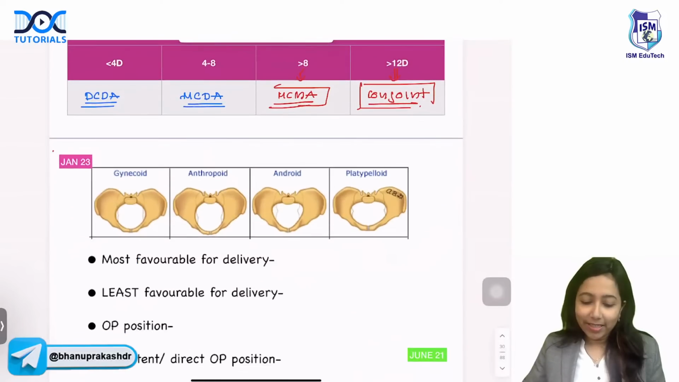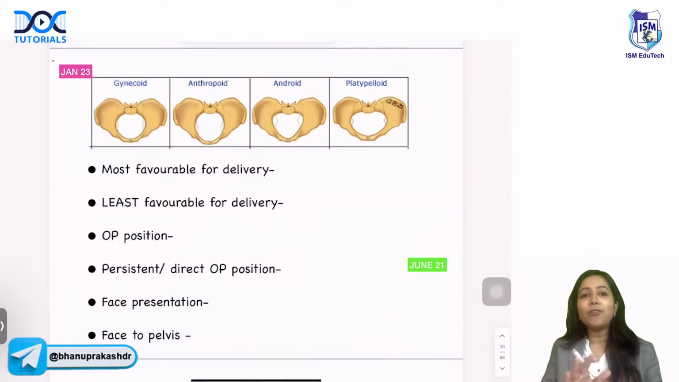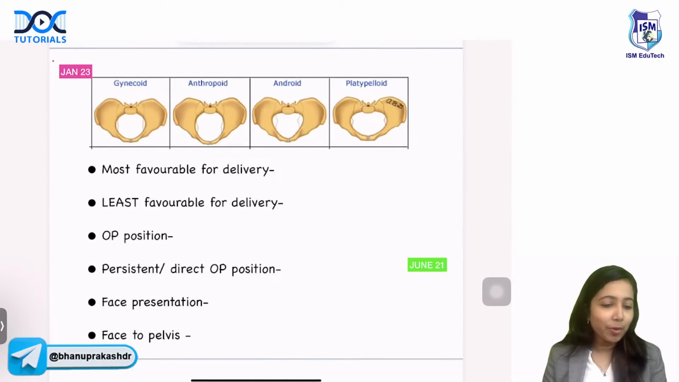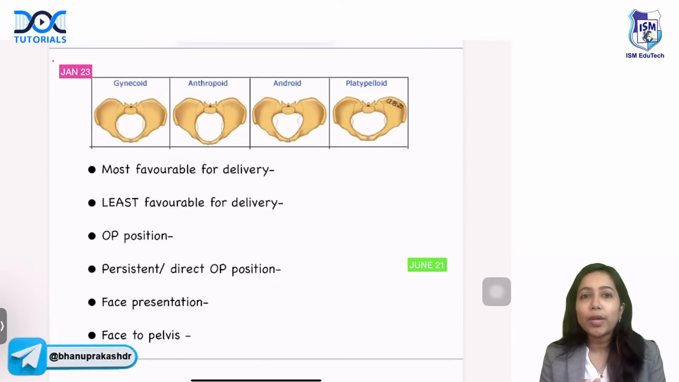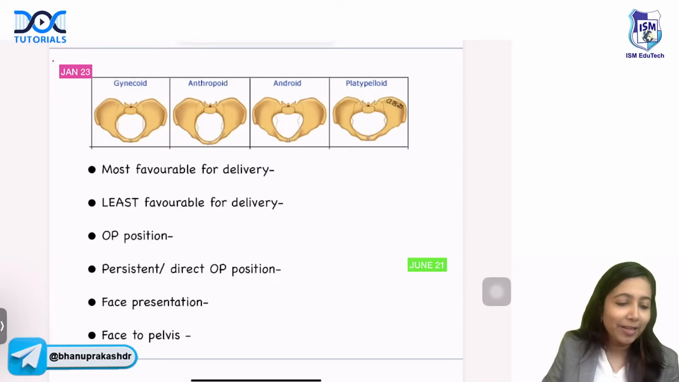All right. So now let's discuss the various types of pelvis. The types of pelvis have been asked twice, and it's important. We have the gynecoid, anthropoid, android, and platypelloid. Let me tell you some keywords so as to identify these types of pelvis.